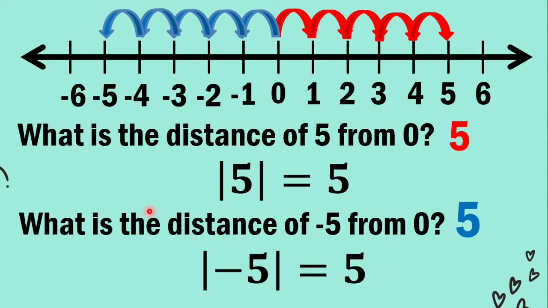Now, the question is, what have you noticed about the absolute value of positive 5 and negative 5? Okay, they are both 5 units away from 0. Whether the direction is going to the right or left, it doesn't matter. They have the same absolute value because we are just counting the number of units, how far a number is from 0.